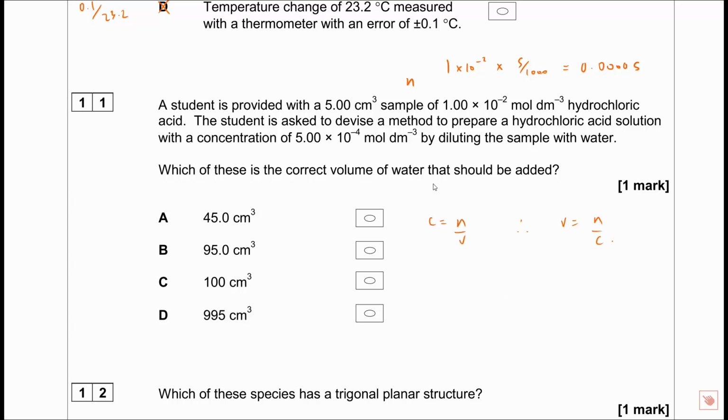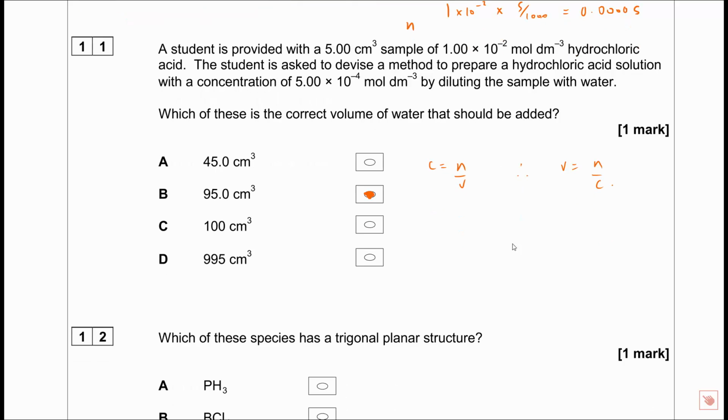So it's saying how much water should be added to this initial sample. Well, because I'm trying to get to 100 centimeters cubed in total, I've got to add 95 centimeters cubed, because I already have initially 5 centimeters cubed in my sample. So I add 95 centimeters cubed, which gives me a total volume of 100 centimeters cubed. There's perhaps an easier way of doing that, but that's the way I would do it.